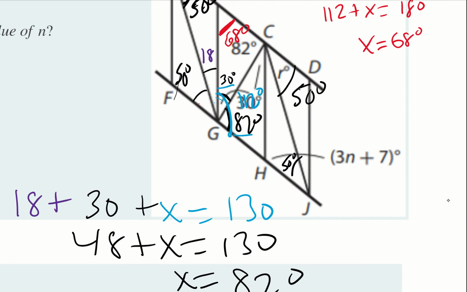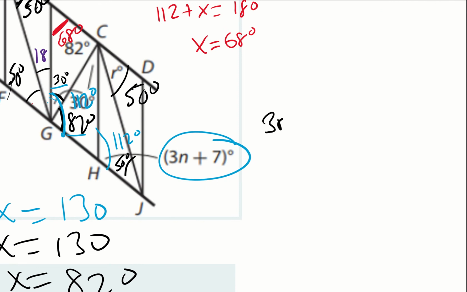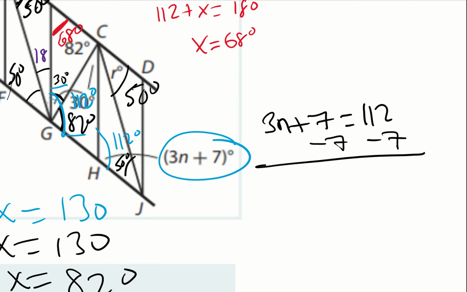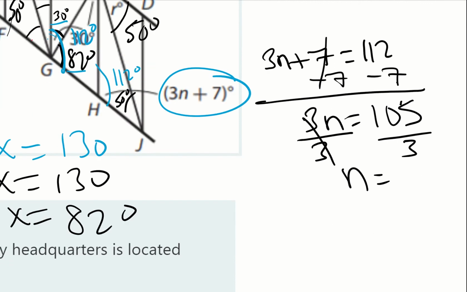And if that's 112, this is 112. Why? Because they're corresponding angles. They're the same exact angle. All right, so that's going to be 112, which means that this is equal to 112. I know that was a lot of different things that we did. But it's a good review because it reviews the different types of angles to make sure you understand them. So 112 minus 7 is 105. Then we can divide by 3 on both sides. So n is equal to 35.